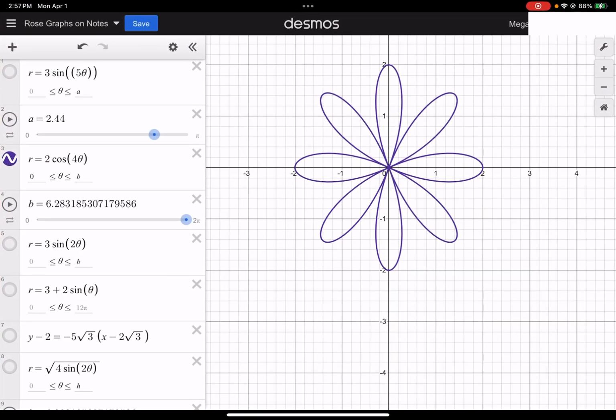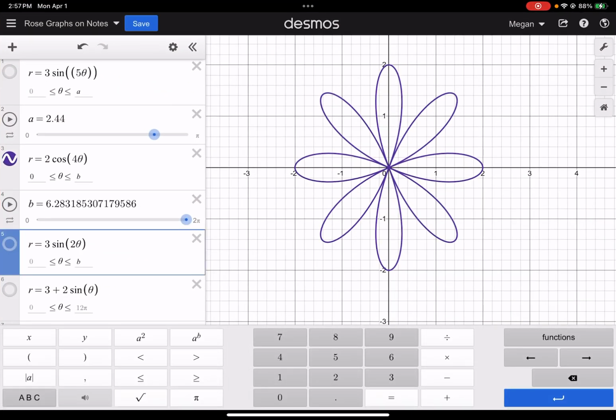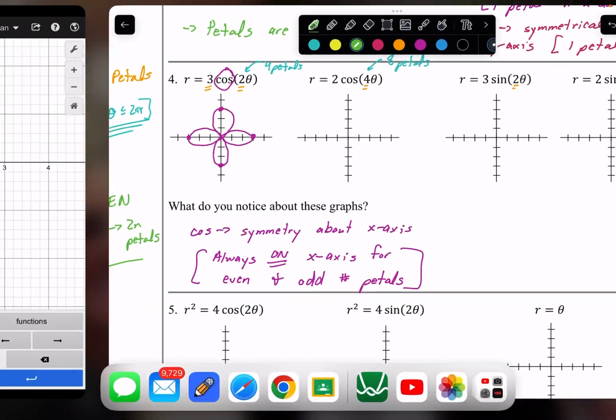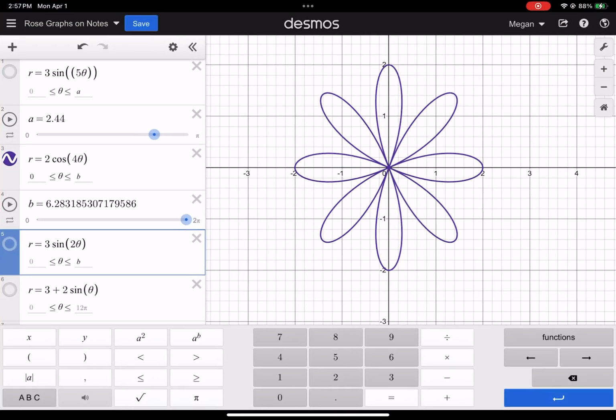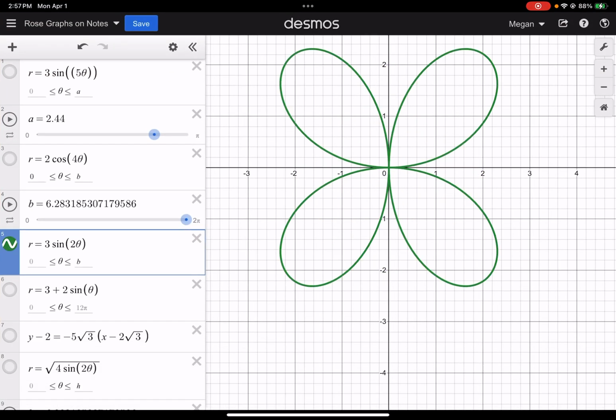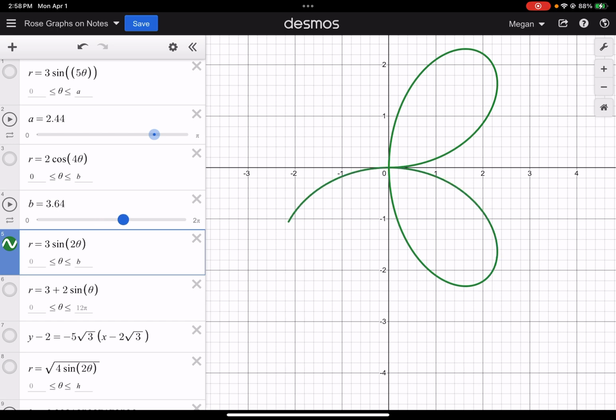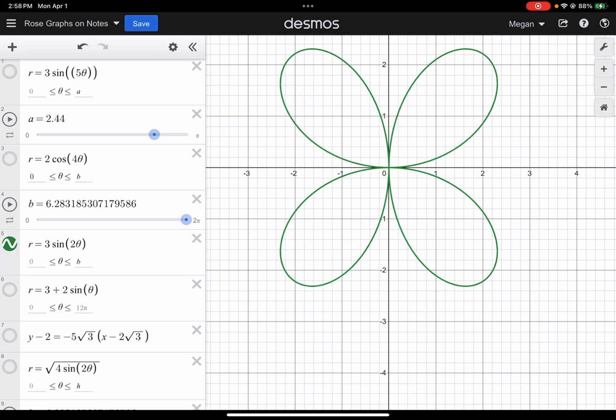So let's take a look at, what was that? 3 sine 2 theta? Yep, just making sure I had that typed in correctly. So 3 sine 2 theta. Again, you can watch this build. So there's your first petal, but then you're going to go down into quadrant 4, then quadrant 3, and then quadrant 2. So again, 0 to 2 pi. And I do have symmetry about the y-axis, but I don't have a petal on the y-axis.